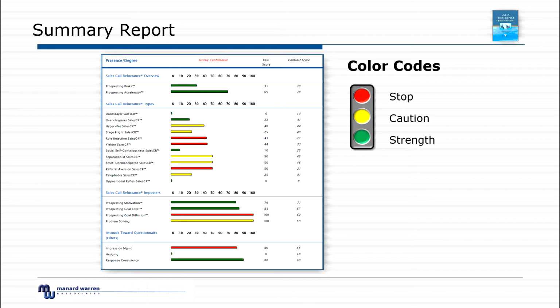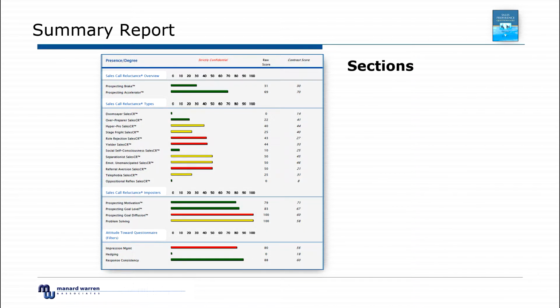As you look at the summary page, you're going to find that the SPQ report is in 4 sections, and those sections are printed in light blue along the left-hand column of the summary page. The first one is Sales Call Reluctance Overview. The second section is Sales Call Reluctance Types. The third section is Sales Call Reluctance Imposters. And then the last section is Attitude toward the Questionnaire. These are actually fudge factor scores to see if you tried to fudge your answers on the questionnaire. So those are the 4 sections to the SPQ.